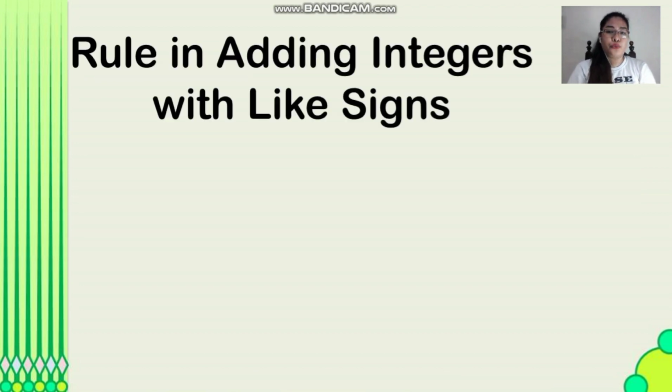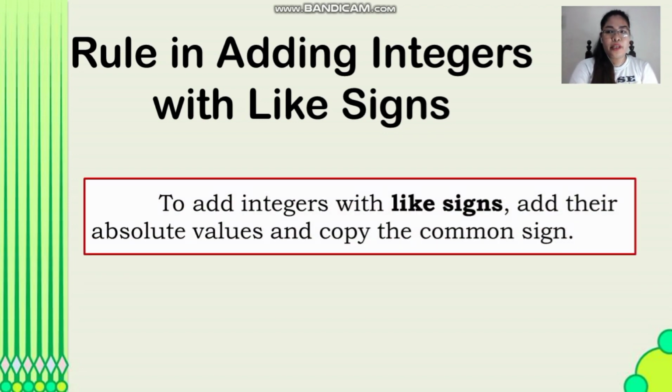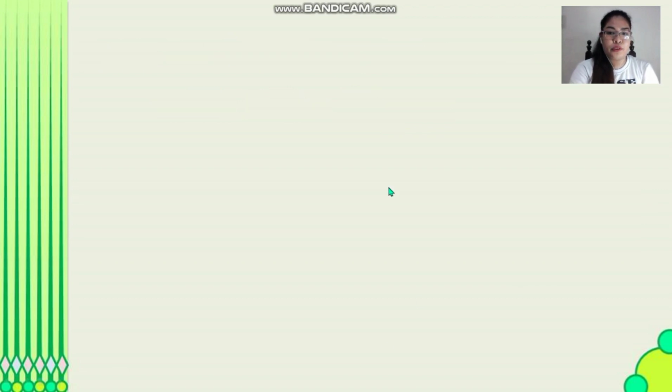Punta na po tayo sa rule. Rule in adding integers with like signs. So, meron lang po tayong dalawang signs, positive and negative. Okay, so let me read first the rule. To add integers with like signs, add their absolute values and copy the common sign. Again, add their absolute values and copy the common sign. Now, let us apply this rule in our examples.